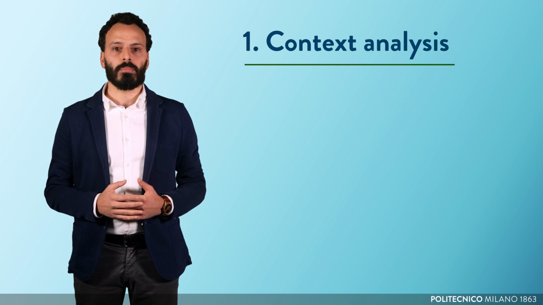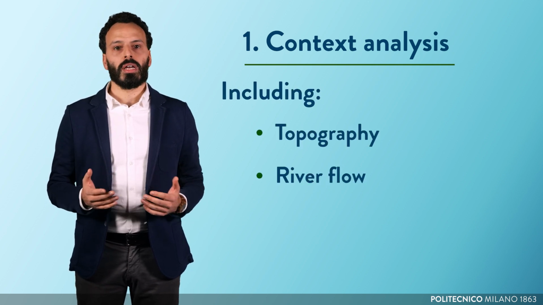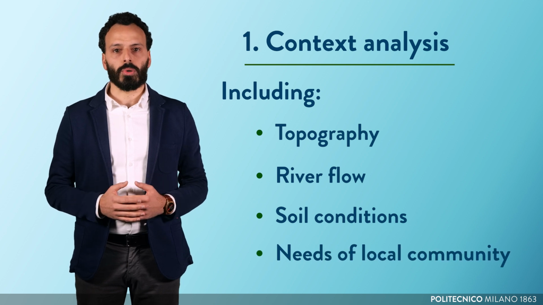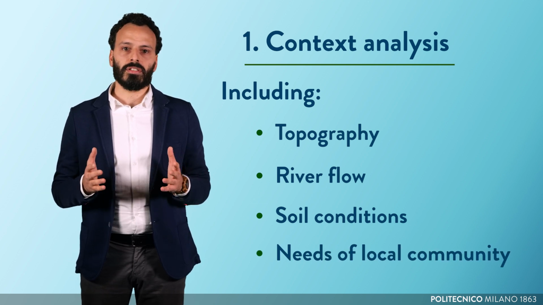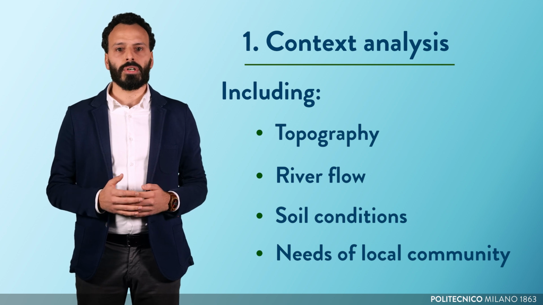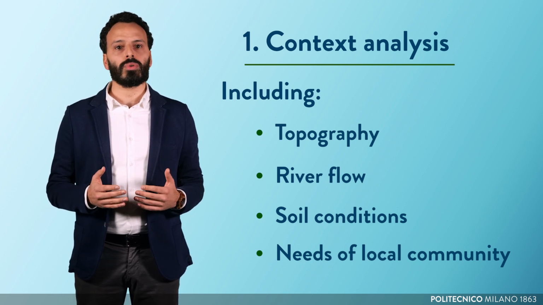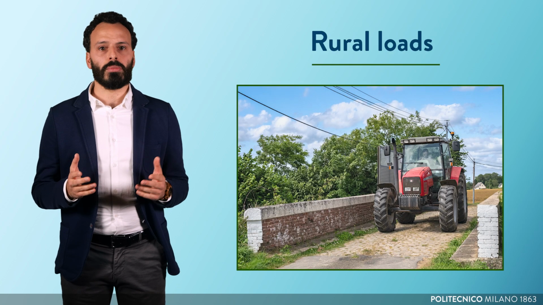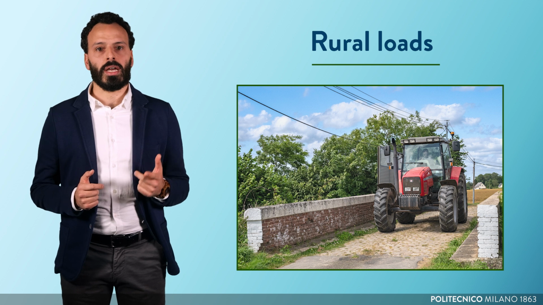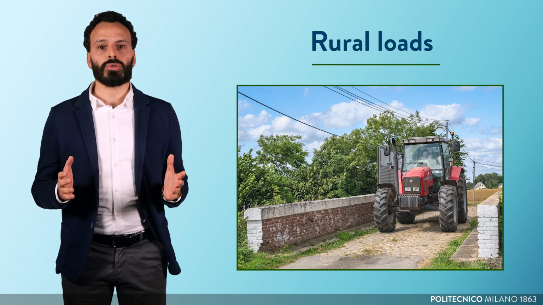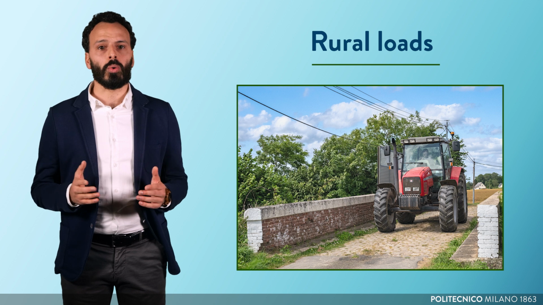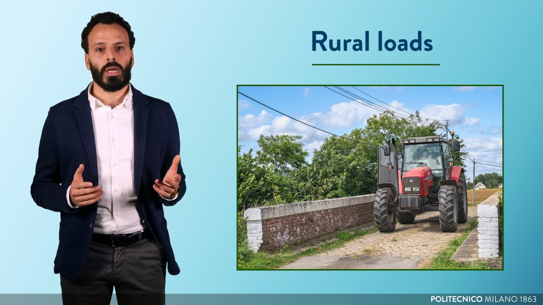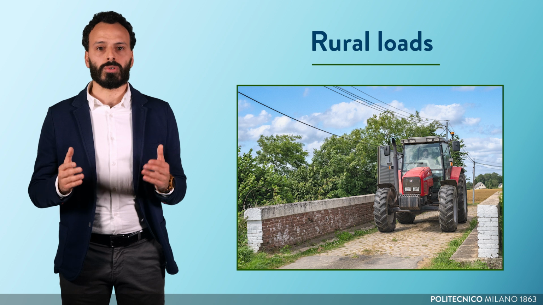The first step is understanding the project's environment, including topography, river flow, soil conditions, and the needs of the local community. This analysis helps identify potential challenges and define the bridge's role in the local infrastructure to answer community needs. Regarding rural loads, small trucks or tractors might use the bridge. Although these vehicles are not as heavy as standard trucks, the load distribution may vary significantly depending on wheel configuration and cargo weight. Due to this reason, in the next video concerning the preliminary design, two alternative loads will be considered.